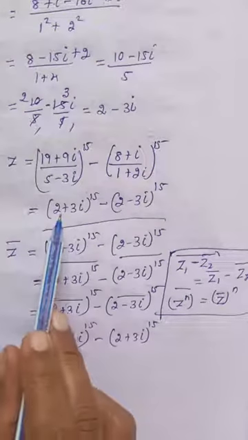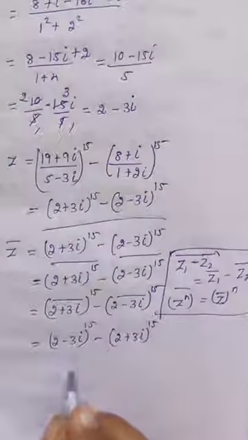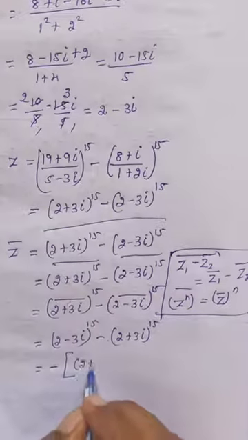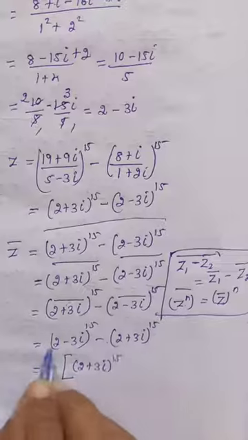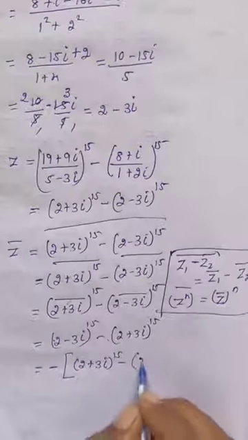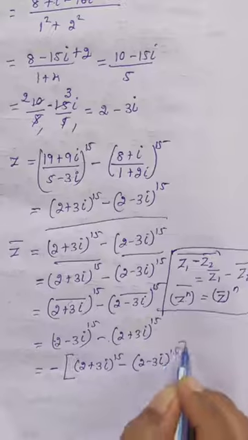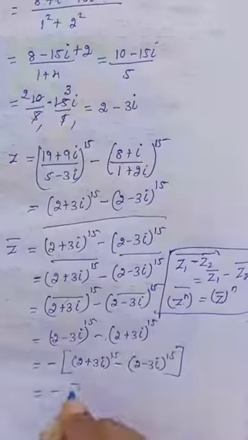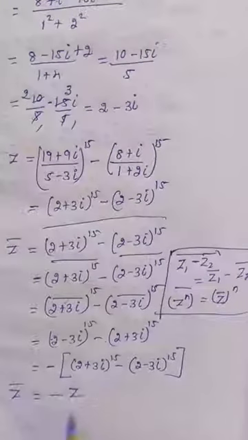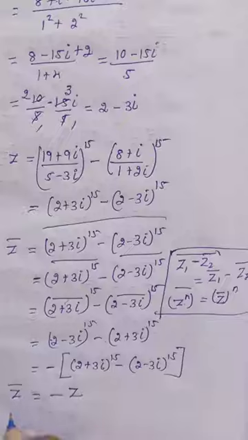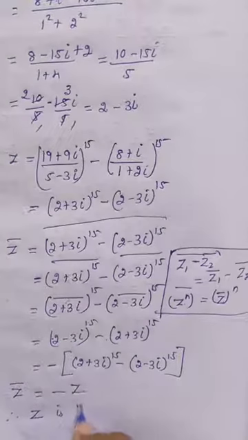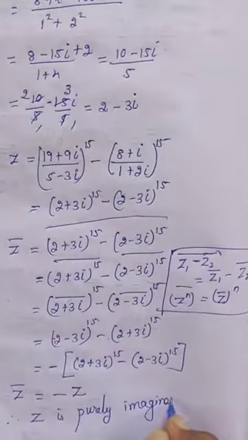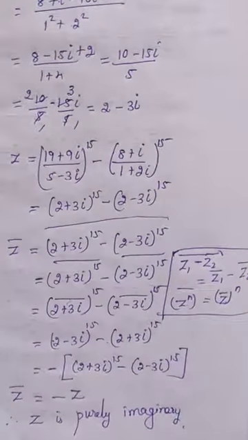In Z, first 2 + 3i is there. So shall we take the minus outside? When we take a minus outside, it will become positive, so (2 + 3i)^15, and the other will become negative, that is (2 - 3i)^15. So this is minus, and this is what we have taken as Z. So now we have got Z bar is equal to minus Z. Therefore, Z is purely imaginary. Is that clear?